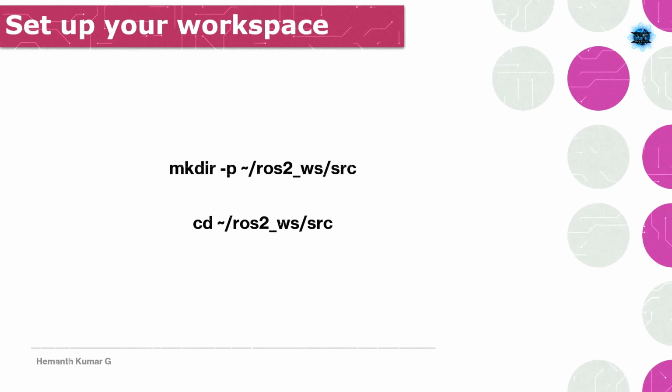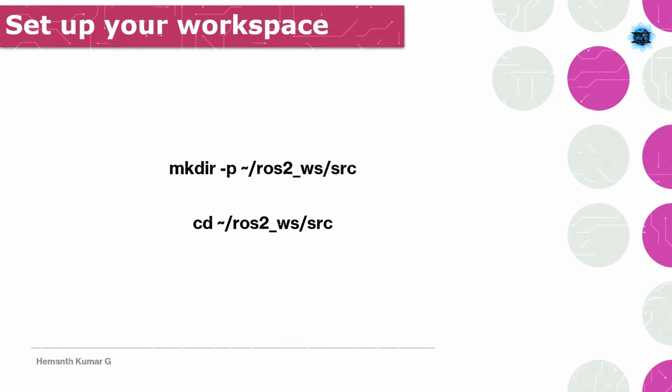And the second command is cd ~/ros2_workspace/src. This command changes your current directory to the src directory within the ros2_workspace directory. This is where you will typically place your ROS packages. The src directory conventionally contains the source code of your packages, although you can organize your workspace differently if needed.